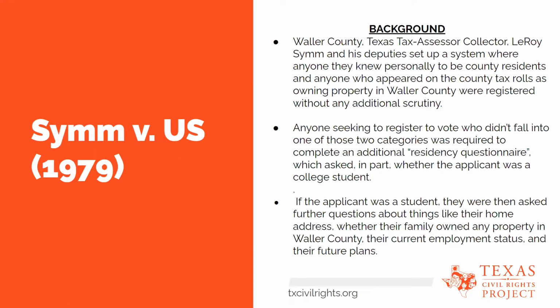Anyone who sought to register to vote who didn't fall into one of those two categories was required to complete an additional residency questionnaire, which asked, in relevant part to our discussion tonight, whether the applicant was a college student. If so, they were asked further questions about their home address, whether their family owned any property in Waller County, their current employment status, and their future plans, like whether they intended to stay in Waller County or move away after they graduated.